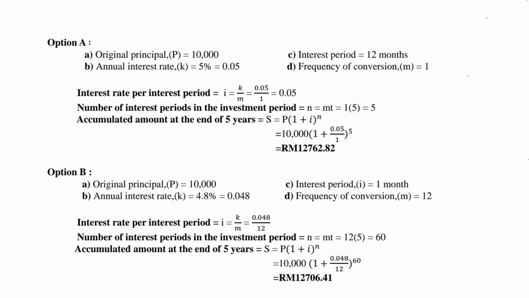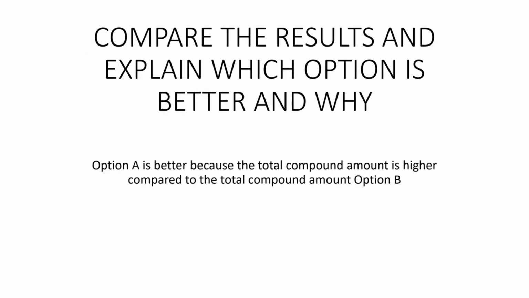To get the compound amount at the end of 5 years, we use the equation S = P(1 + i)^n, which is 10,000 times (1 + 0.048 divided by 12)^60. So the compound amount is 12,706 ringgit 41 cents. For task 2, option A is better because its total compound amount is higher compared to the total compound amount of option B.